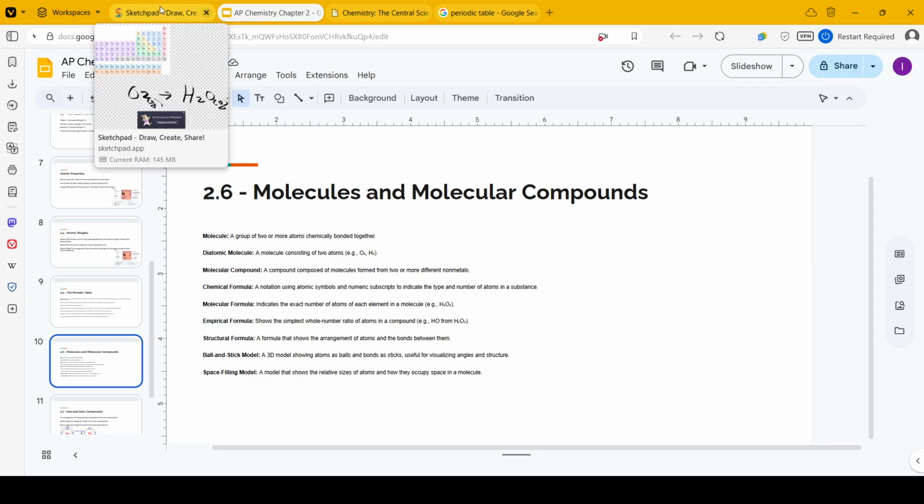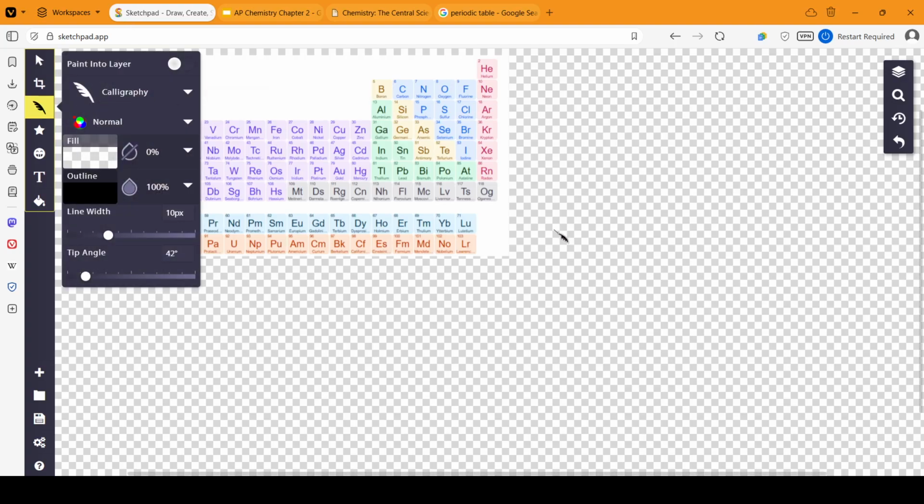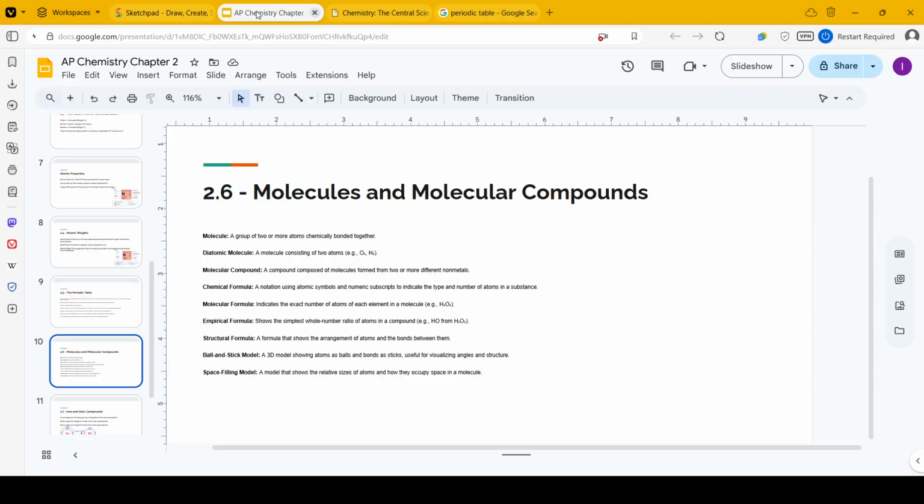So we have the structural model, which just shows the arrangement of atoms and the bonds between them. I believe this is referring to Lewis structures. And so if we have something like fluorine, we have one bond between them with all the electrons surrounding it. That's what it is. I don't think you have to learn how to do this until way later, so this is not important for now.